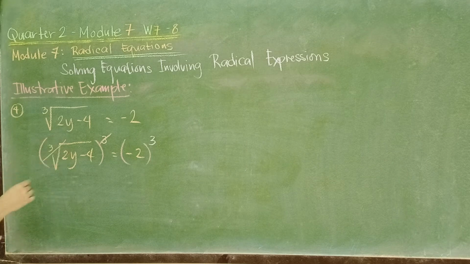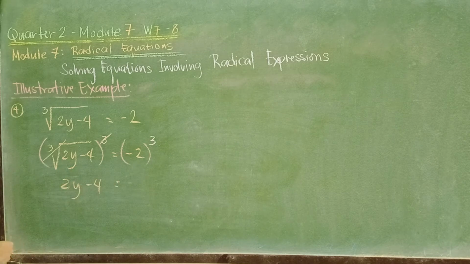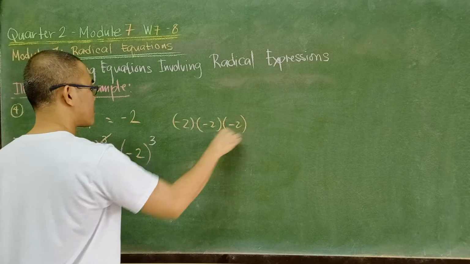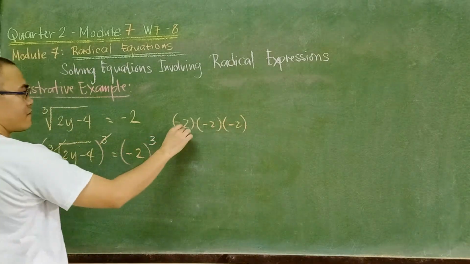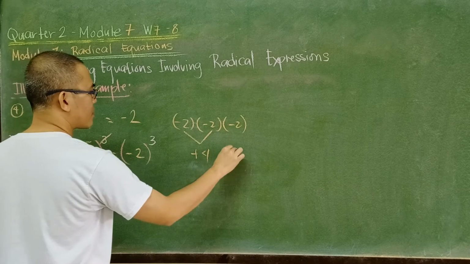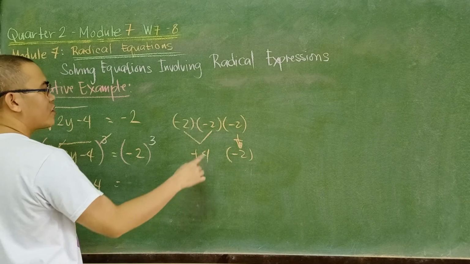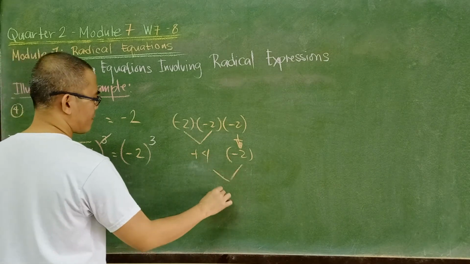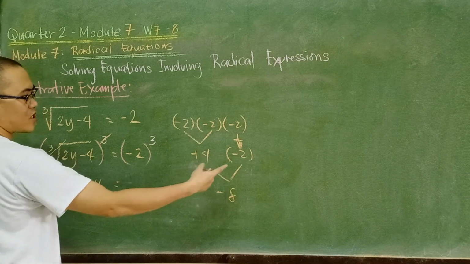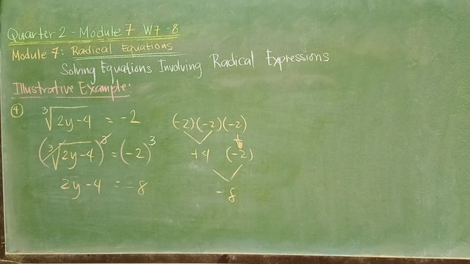So, yung matitira na lang dito is 2y minus 4 and then negative 2 raised to 3. So, tatlong negative 2. Negative 2 times negative 2 is positive 4 times negative 2. Negative 2 times negative 2 is positive 4. Positive 4 times negative 2, that is negative 8. So isang positive, isang negative. Kapag nag-multiply ng unlike signs, negative yung sign. So this is negative 8.